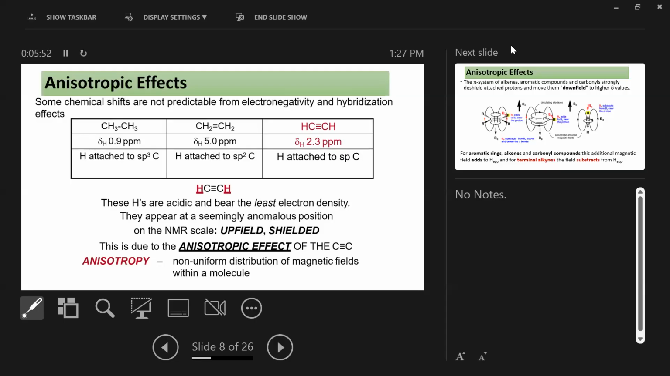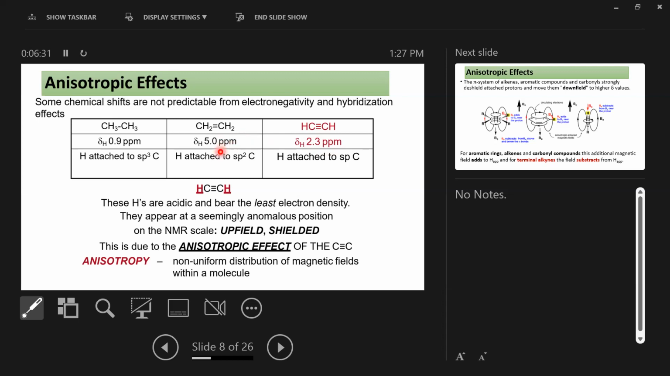All right, so the anisotropic effect. Some chemical shifts are not predictable from the electronegativity and the hybridization effect. Ethane, ethene, ethyne. We anticipate that as you move toward more s character, the electron withdrawing effect should be greater, right? Typically this allows alkynes to be acidic, that terminal proton to be acidic because of its electron withdrawing effect. But notice that the chemical shift here is lower than that of the ethane.